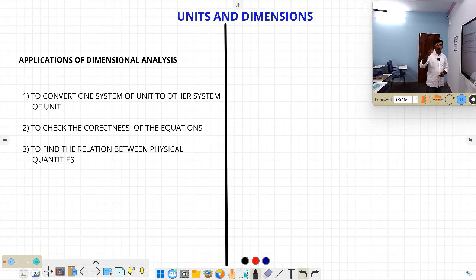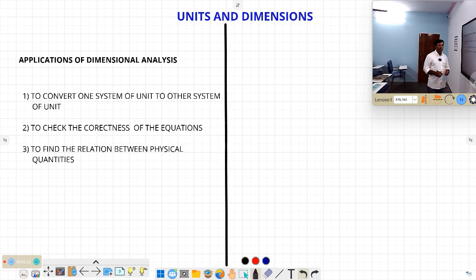Like, 1 gram is equal to how many kgs, you know that, and 1 kg is equal to how many grams, you know that, and 1 meter is equal to how many centimeters, you know that, right? Using the basic conversions, we find the conversion of bigger physical quantities from one system of unit to another, so that in the examination you can solve the problems easily by converting using this first method. The second method is to check the correctness of equations.